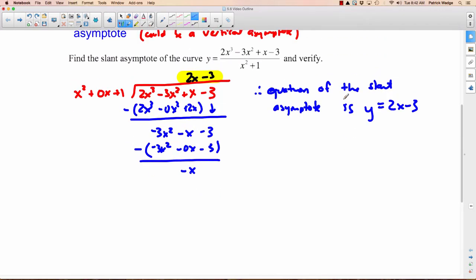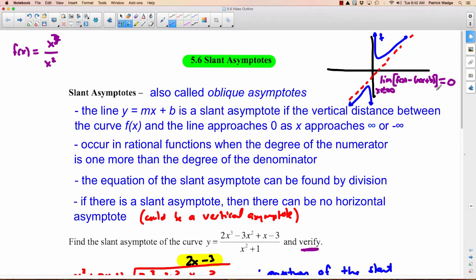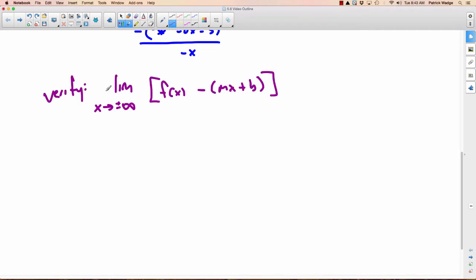Okay, now I won't often or maybe ever ask you this again, but it says verify here. So we have to make sure that this slant asymptote agrees with the statement we made right here. It has to satisfy that. So I'm going to start by just writing down that statement again. We're going to figure out what the limit is of f of x minus mx plus b as x approaches positive or negative infinity, and we want it to equal 0. That's what we're hoping for.